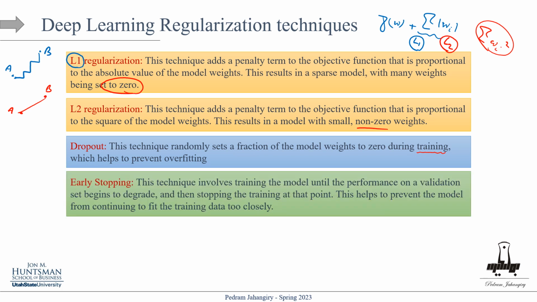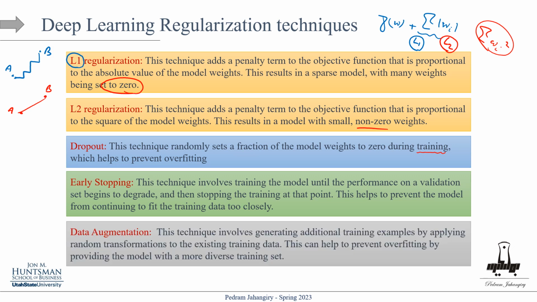The next technique is called early stopping. This is probably the one that makes the most sense naturally. It's a technique that involves training the model until the performance on the validation set begins to degrade. There's a slide for this one too, so I'm going to talk about it in detail later on. We continue training the model, and as soon as its performance on the validation set is degrading, we stop, right? This helps prevent the model from becoming too complex and fitting the training data too closely.